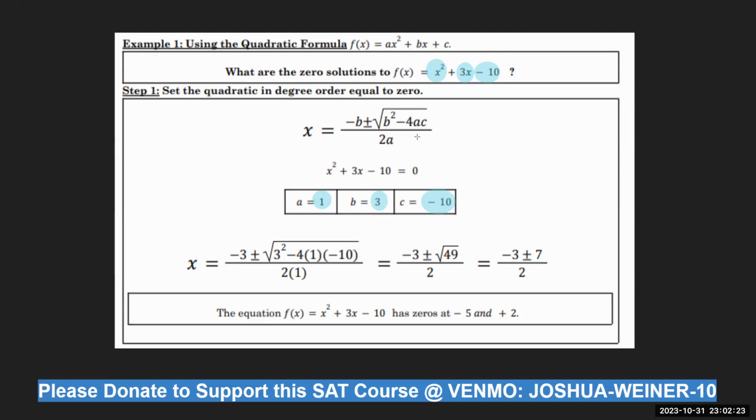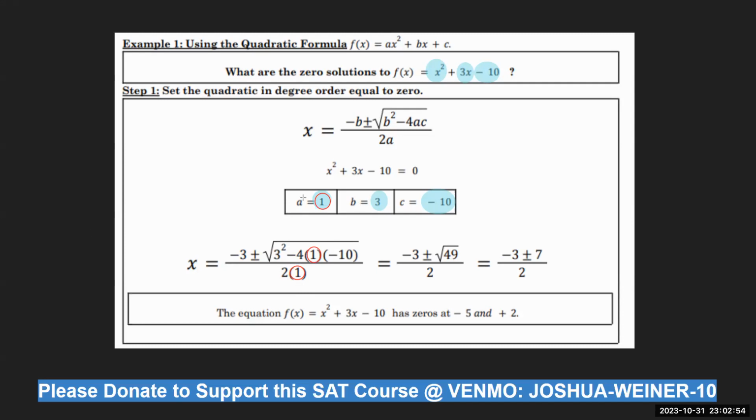Then we can plug a, b, and c into the quadratic formula. I'll take the liberty of using primary colors. So a is 1, so wherever we see the letter a in the formula, that is where 1 goes. We have b squared minus 4ac, so we plug in 1 there. And b is 3.